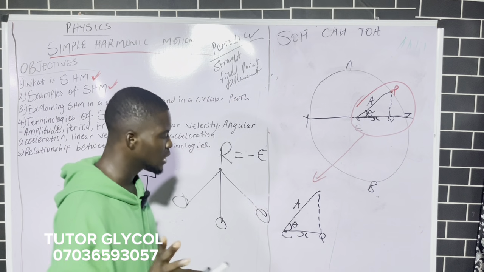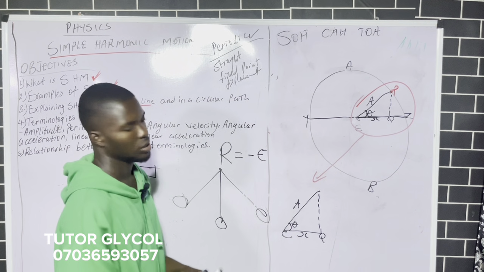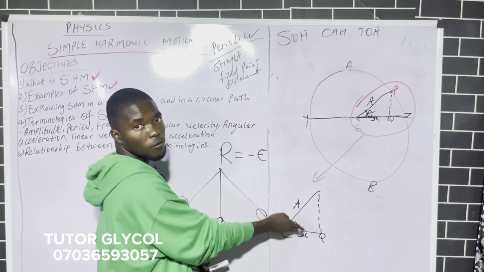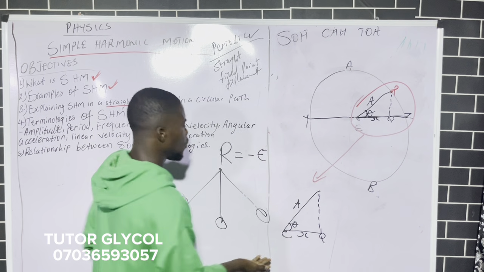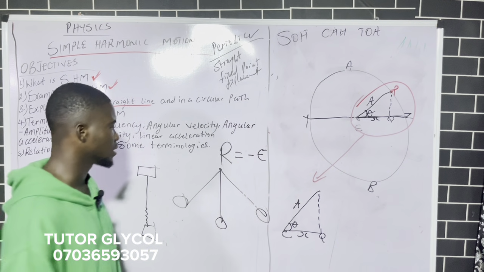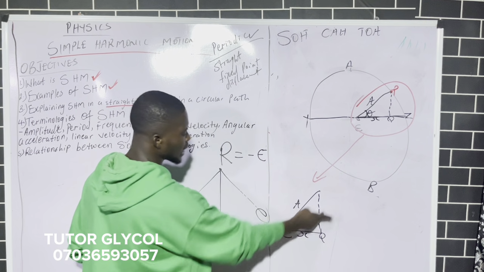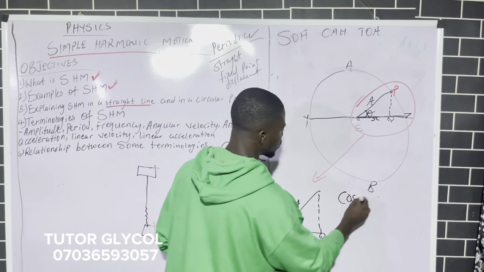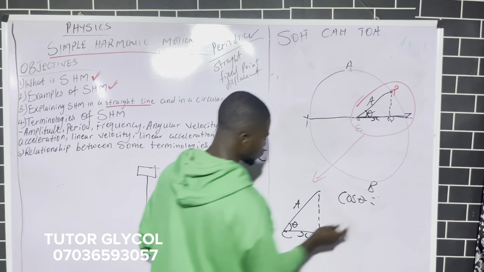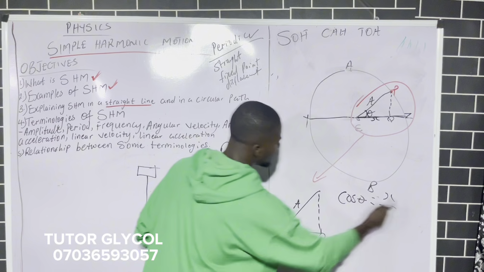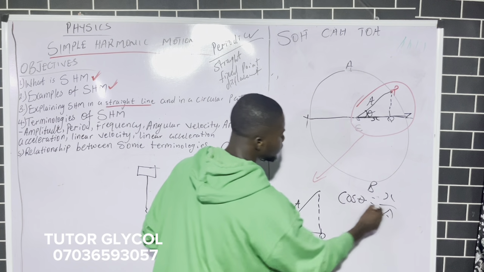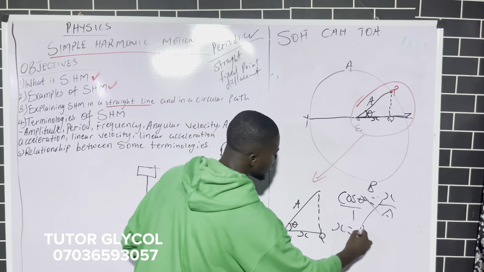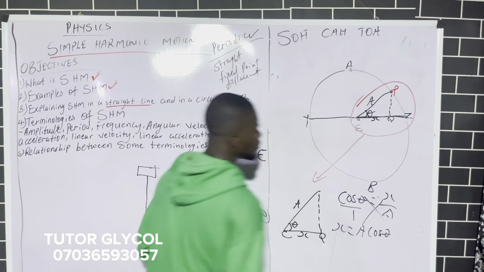Okay, now this is it. In a right angle triangle, the longest side is the hypotenuse. The side facing the theta, or facing the angle, is the opposite, while the other side is called the adjacent. So since this is opposite, this is adjacent, this is hypotenuse, then we have cos theta is equal to adjacent over hypotenuse. If I cross multiply, I will have x is equal to a cos theta.